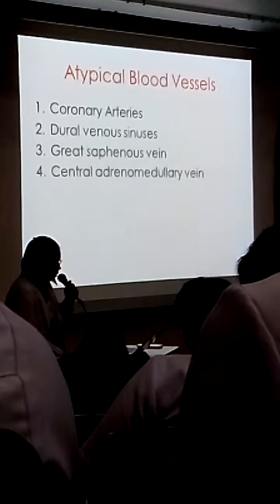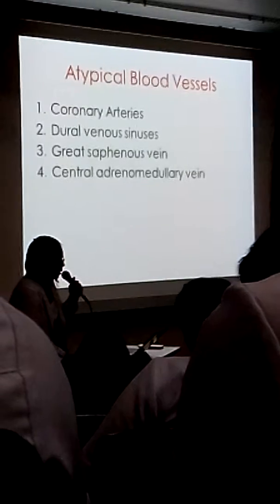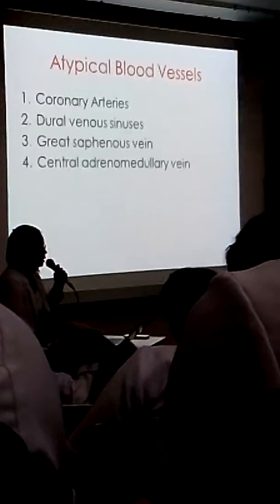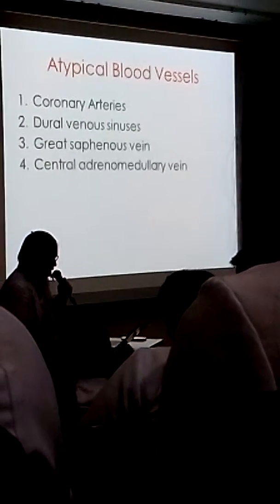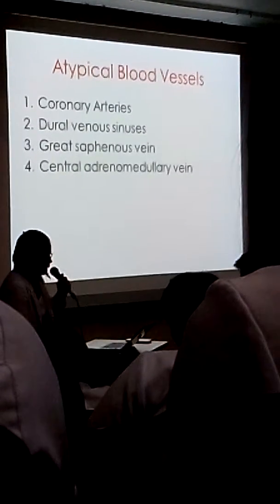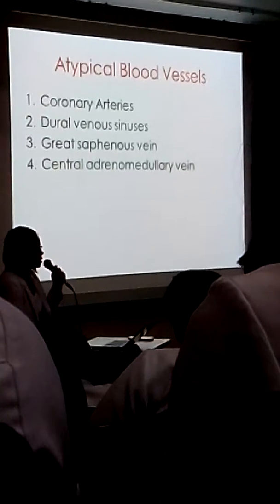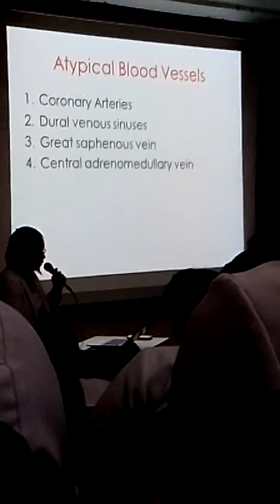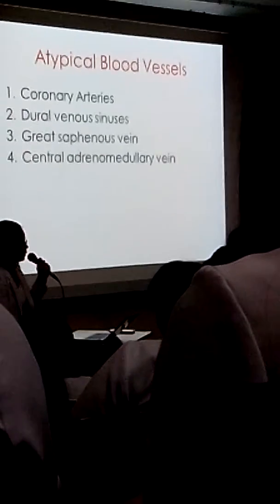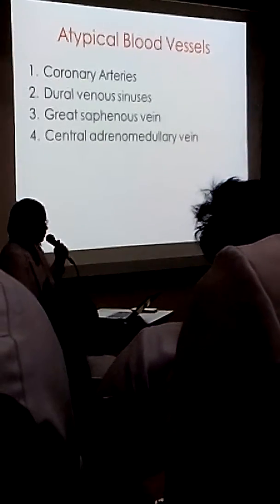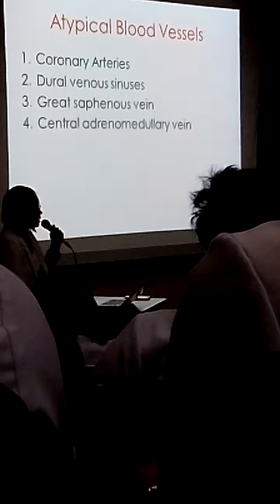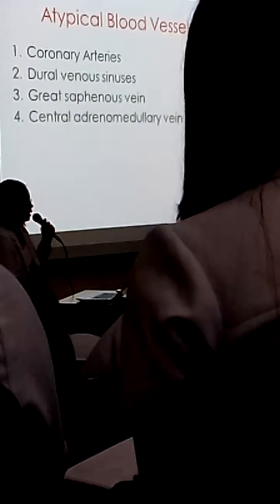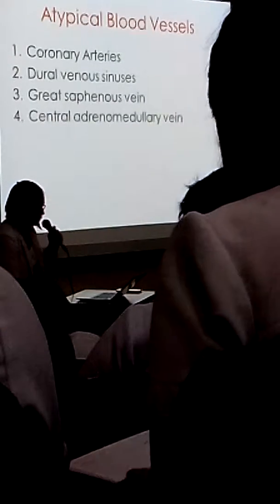So your great saphenous vein, why is it an atypical vein? It is a superficial vein which has an unusual amount of smooth muscle. So its tunica media is still thicker. What's the importance of your great saphenous vein? So it is being harvested for autotransplantation used in coronary artery bypass graft.